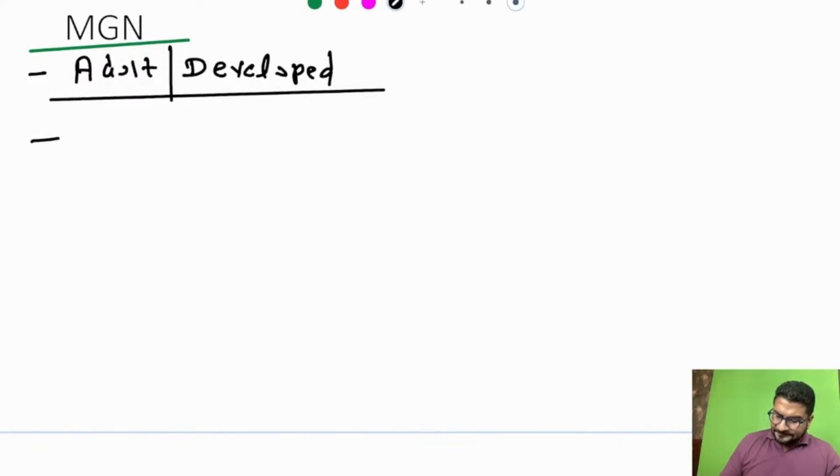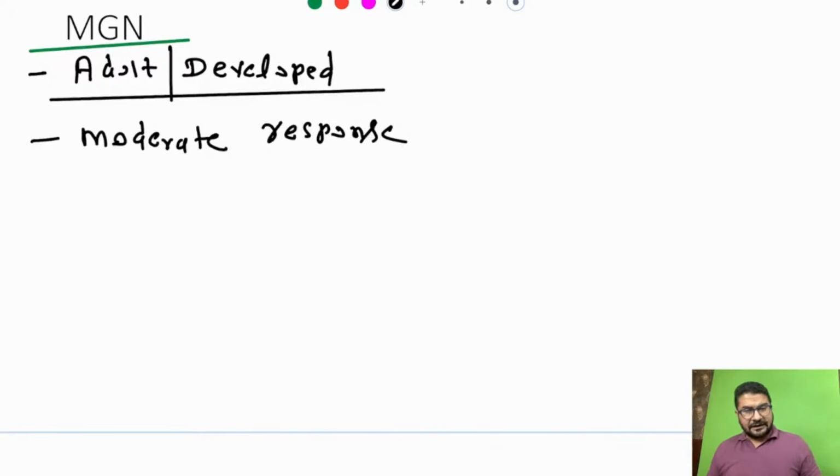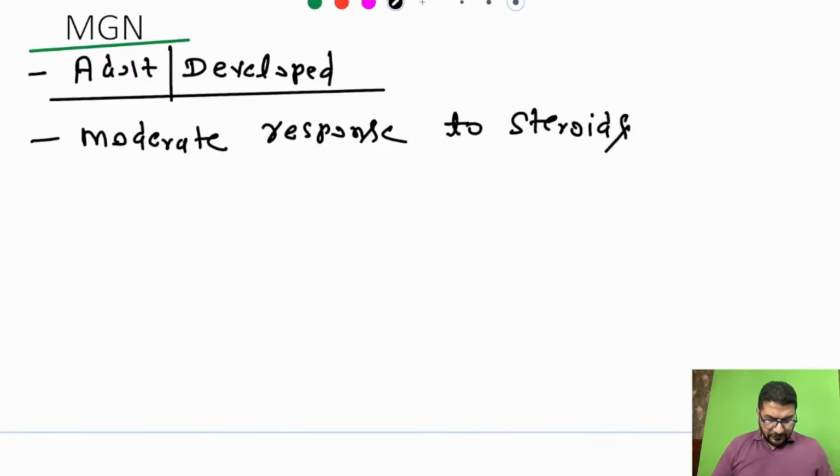Then in MGN, you will see a moderate response, means steroid का response उतना अच्छा नहीं आएगा, उतना बुरा भी नहीं आएगा. So prognosis is also moderate. You will not see a bad prognosis.